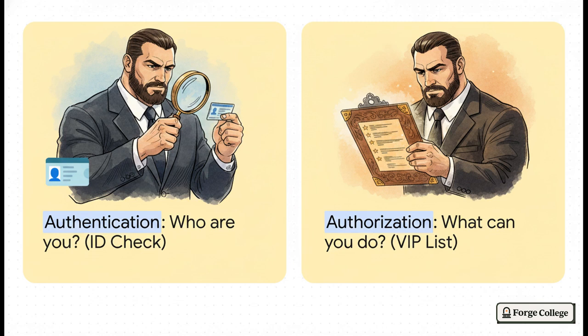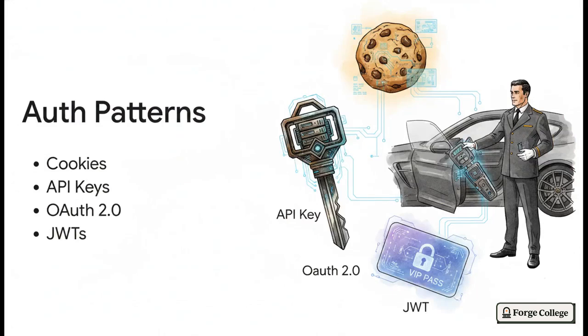Authorization, on the other hand, is him checking the clipboard to answer, "What are you actually allowed to do? Are you general admission or are you on the VIP list?" You absolutely have to have both. And engineers have come up with some pretty brilliant patterns for handling this.